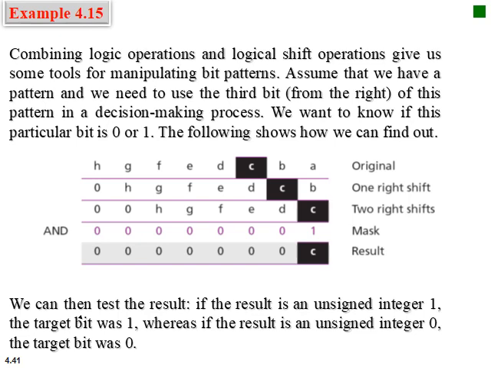Let's assume here we have a bit pattern labeled from right to left, A, B, C, D, E, F, G, H. Whatever is in A to H could either be zeros or ones. And we want to find out what is the third bit from the right, in other words, what is stored in C. Where do we want to know this kind of thing?